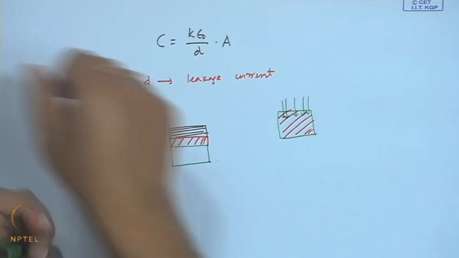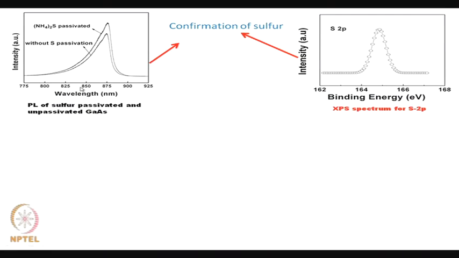With this treatment, what we find is the photoluminescence of sulfur passivated and unpassivated gallium arsenide. With sulfur passivation we see that the intensity increased compared to without sulfur passivation, and the treatment was done with the ammonium sulphide chemical solution. Why is this not a perfectly Gaussian curve? Because this is taken at room temperature, so there will be different kinds of broadening etc.